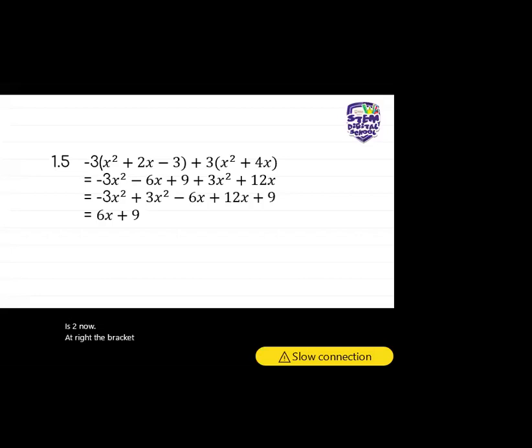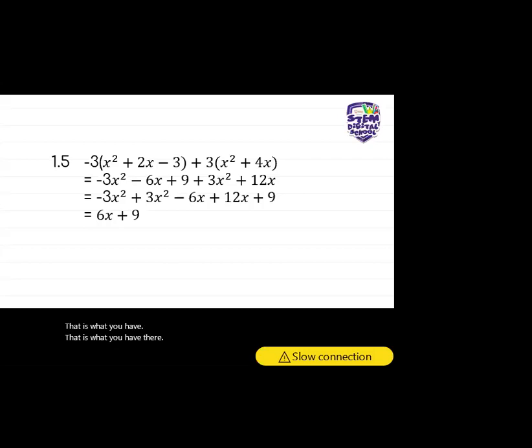If you multiply negative 3 by x squared, you get negative 3x squared. And the next one, you can see now you have to multiply negative 3 and positive 2, which is 2x there. Remember that negative times positive gives you negative. That is what you'll have there.